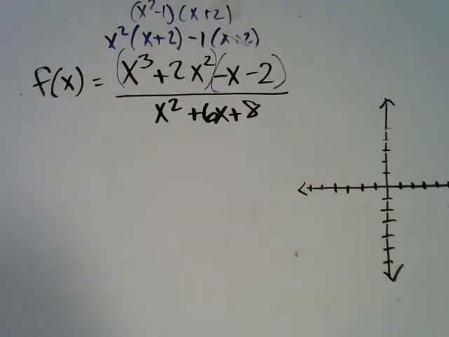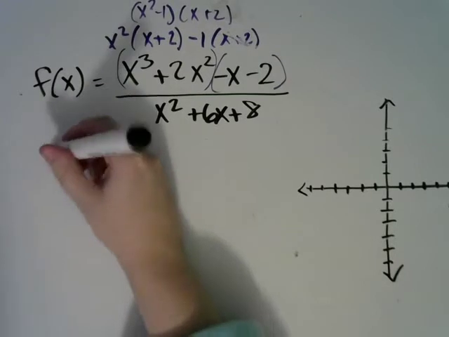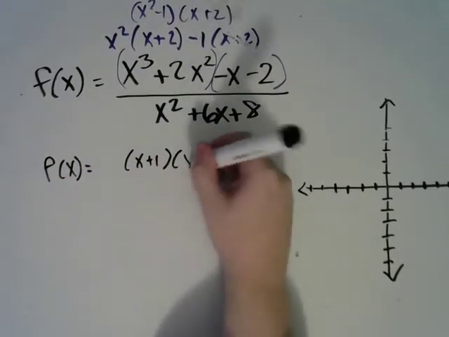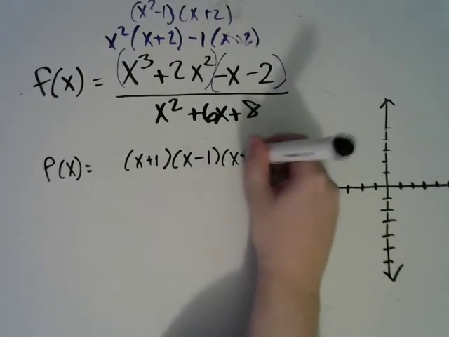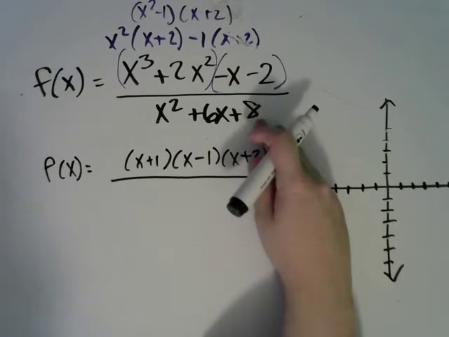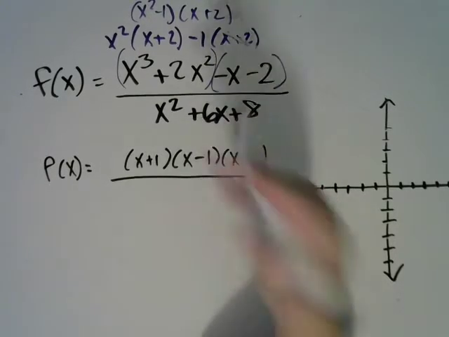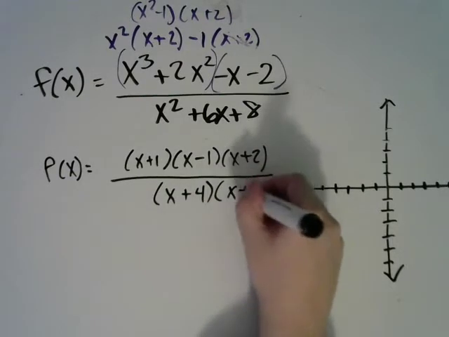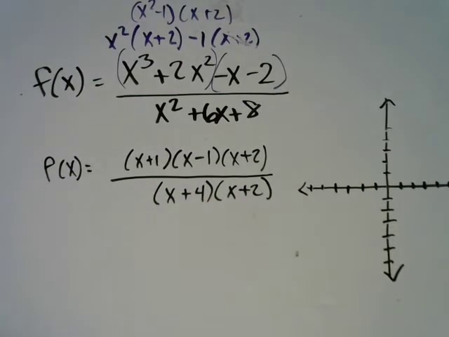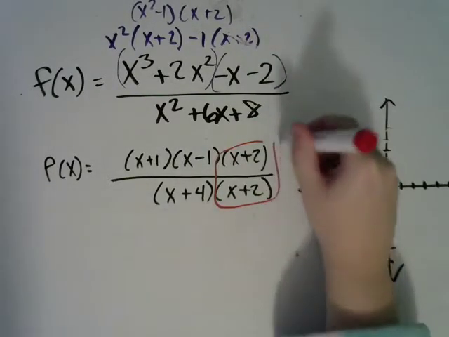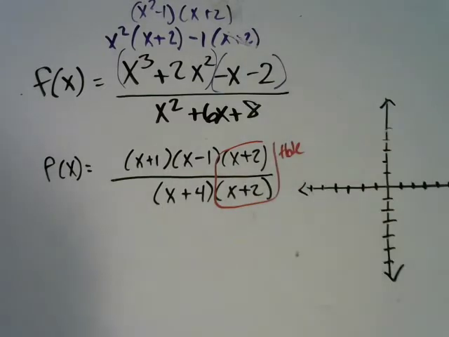Well, x squared minus 1 factors one additional step, and so we're going to have x plus 1, x minus 1, and x plus 2 as our numerator. And our denominator is a simple factor. What multiplies to be 8 and adds to be 6? That's x plus 4 and x plus 2. From here, you can see that this example has a hole at -2.